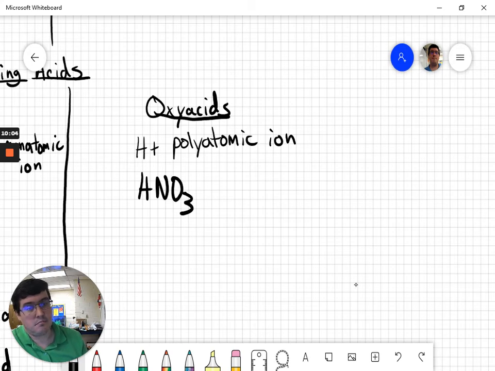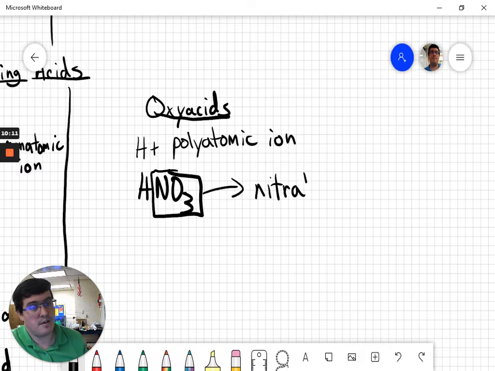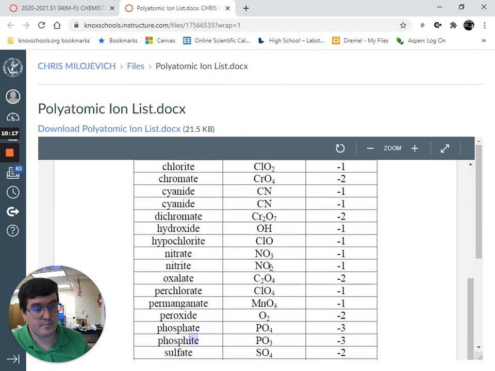So if I had something like HNO3, when I look on that polyatomic ion list I see that NO3 is called nitrate. Why is there only one hydrogen here? Well, let's go back and look. There's nitrate right there. Notice it's got a -1 charge. Since it's a -1, there's only one hydrogen to it.